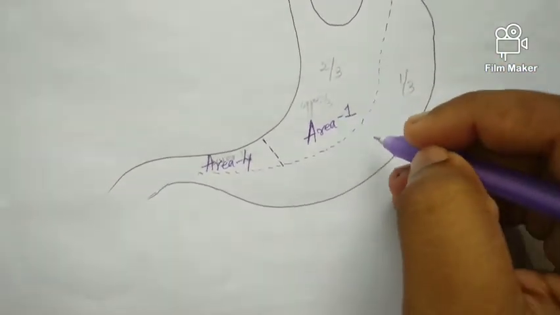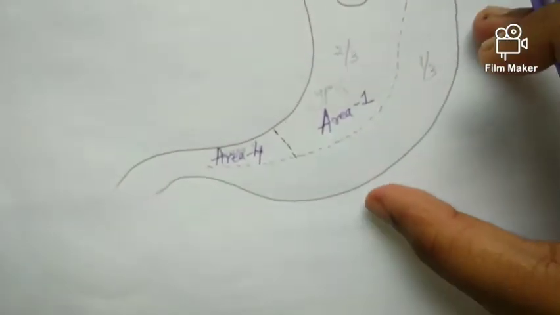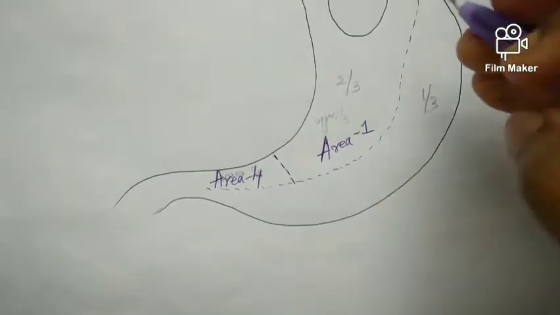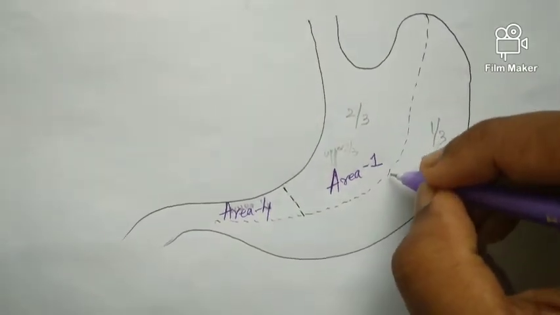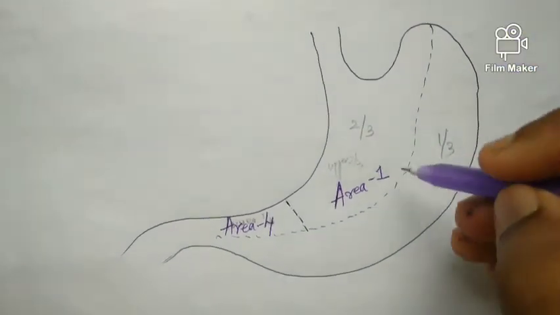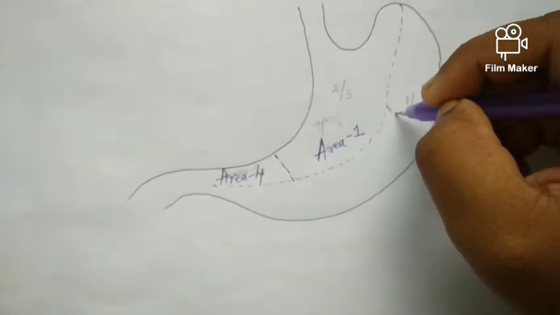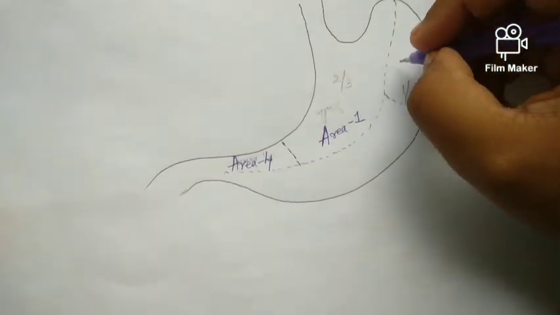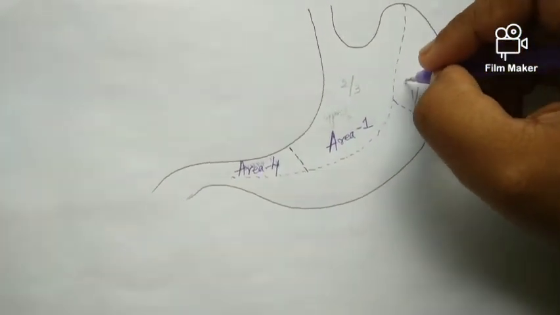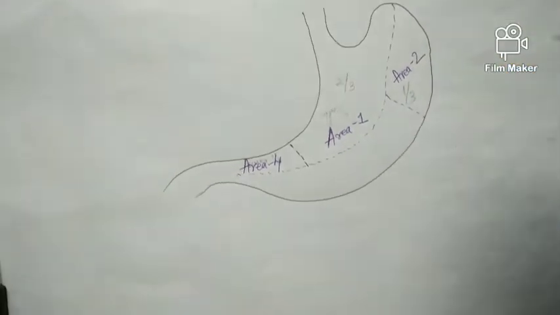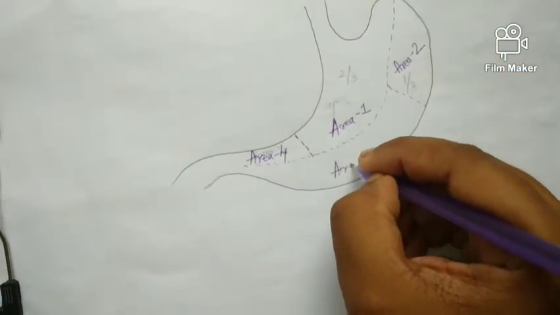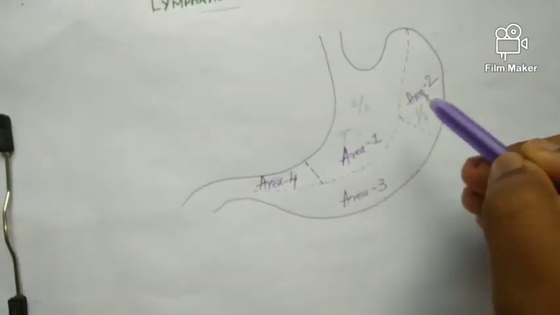likewise I divide this left 1/3 part into upper 1/3 and lower 2/3 part. So we can divide it like this. Okay, then we can term this area, that is the upper 1/3 part, as area 2 and the lower 2/3 part of the left part is area 3. So we have area 1, area 2, area 3 and area 4.